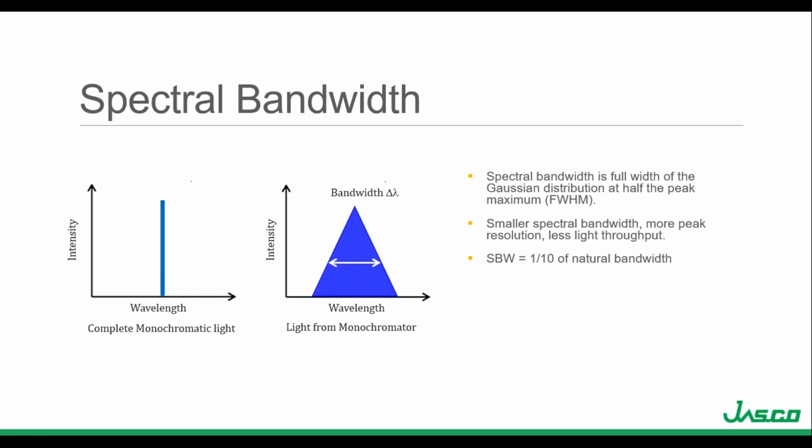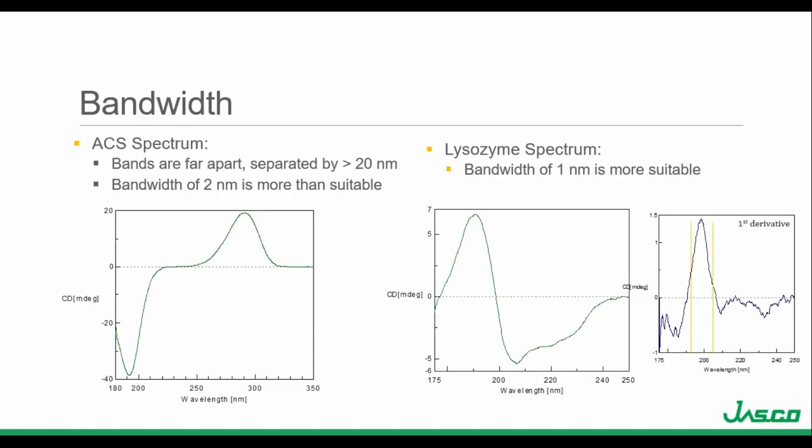The smaller the bandwidth, the smaller the slit dimensions, allowing less light to reach the detector and therefore decreasing the signal to noise. To keep the noise as low as possible without losing band shape and height, the spectral bandwidth should typically be selected as 1/10 of the natural bandwidth. For example, the CD spectrum of ACS on the left shows well-separated bands with a natural bandwidth of over 20 nanometers, so a spectral bandwidth of 2 nanometers is more than suitable.